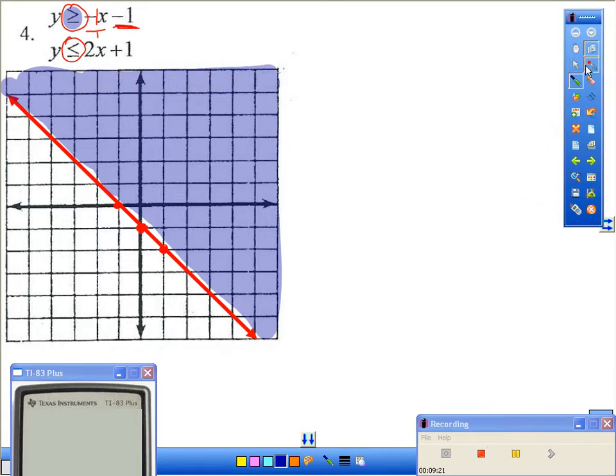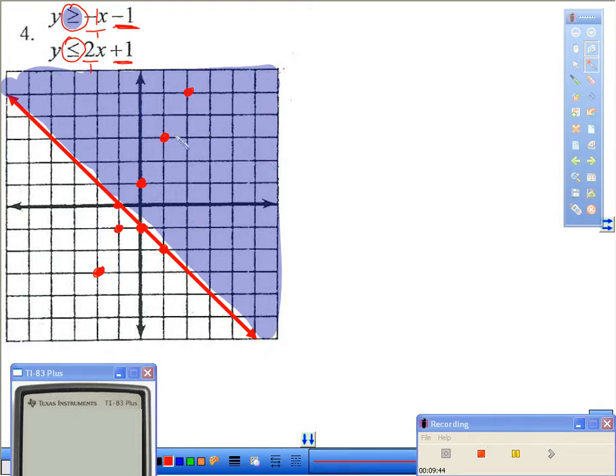Then we need to graph the bottom inequality. The bottom inequality has a y-intercept of positive 1, so we'll go up to 1 on the y-axis and put a dot, and from that point we'll count slope, and our slope is 2 over 1. So we'll go up 2, right 1 in a positive direction, or we could go down 2, left 1, and we're going to see that that forms a straight line.